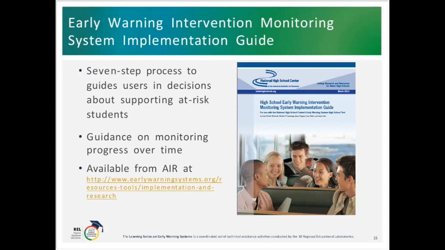The American Institute for Research produced the first early warning system implementation guide that we're going to talk about here in 2013. It includes a 7-step process to help users make informed decisions about how to support the students and monitor progress over time. Their website, earlywarningsystems.org, has a ton of other tools and research and really helpful resources.